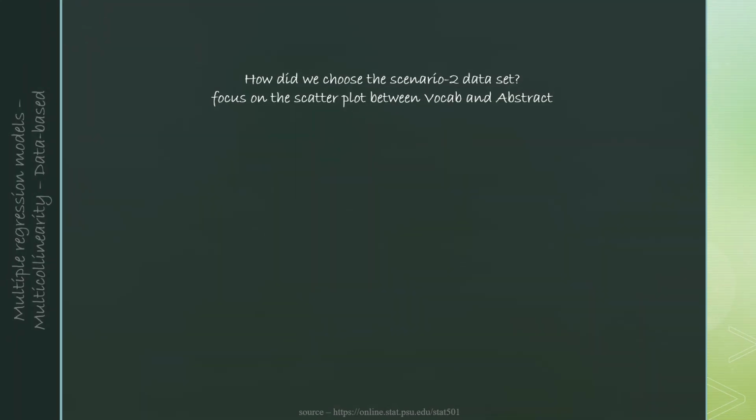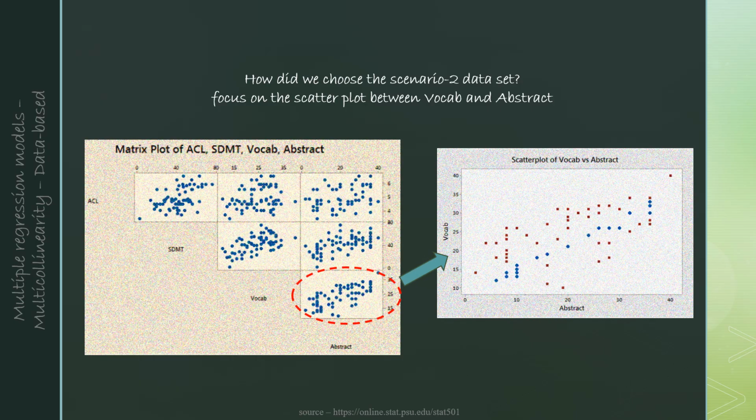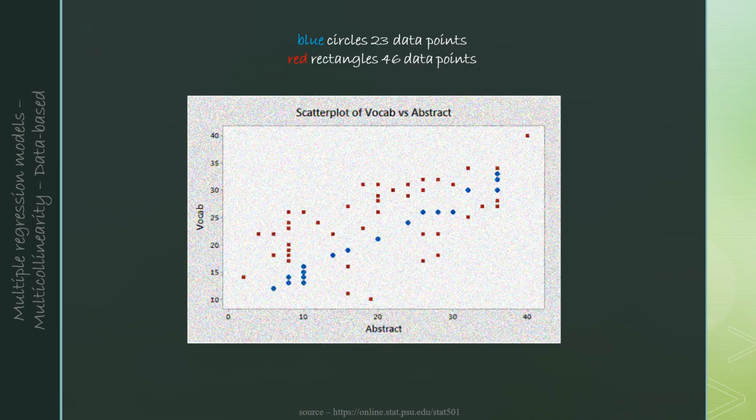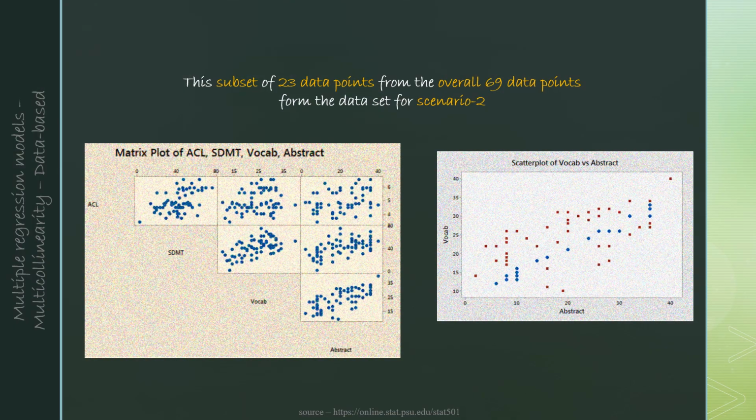How did we choose the scenario 2 data set? Take a look back at the scatter plots, with the focus on the scatter plot between vocab and abstract. Let's zoom into this scatter plot. We see the data points represented in blue circles for 23 data points and red rectangles for the remaining 46 data points. A close look at the data points in blue circles reveals that they exhibit a strong correlation between vocab and abstract. This subset of 23 data points from the overall 69 data points forms the data set for scenario 2. This is how we arrive at the scenario 2 data set.